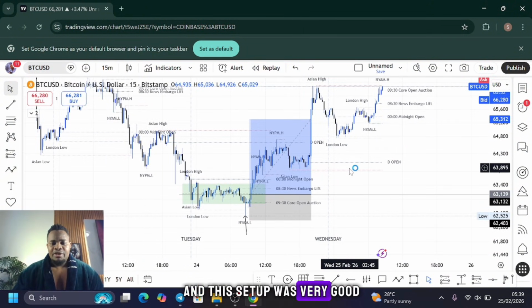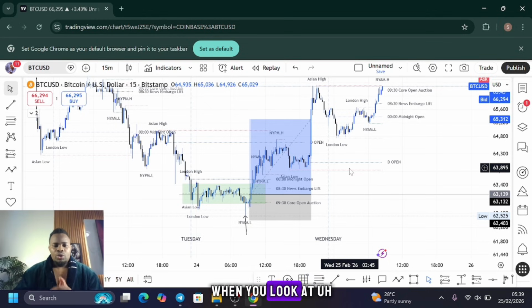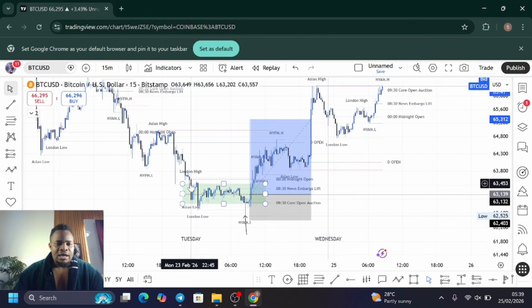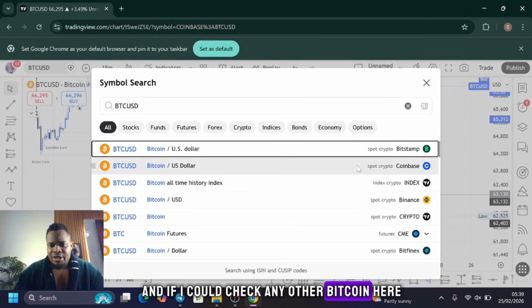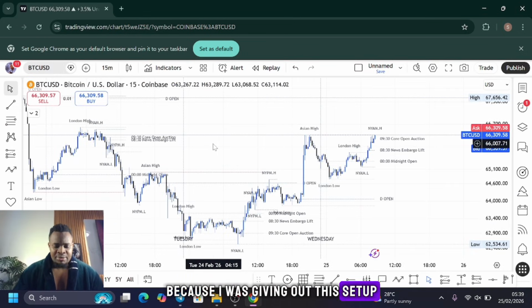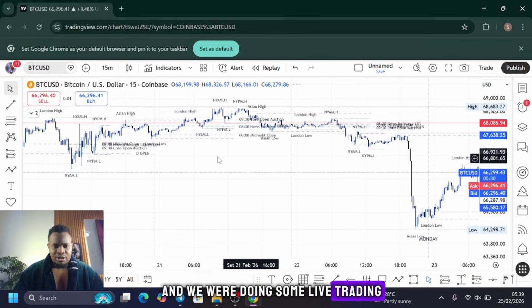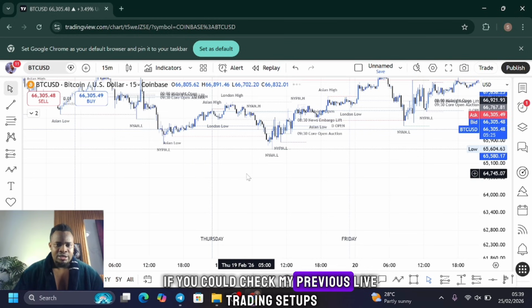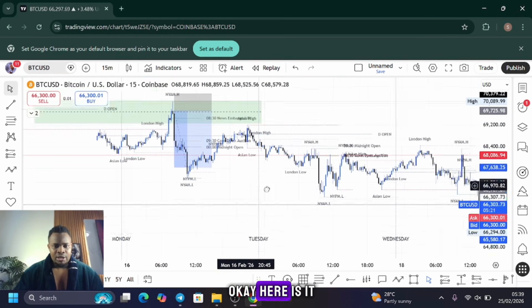And this setup was very good. If someone had entered with a good lot size, he would have made good money. When you look at this entry here, this setup was very simple. If I check any other Bitcoin setups, because I was giving out these setups, I gave out this setup and we were doing some live trading. If you check my previous live trading setups, okay, here it is.